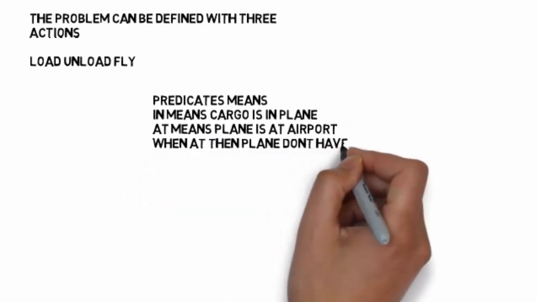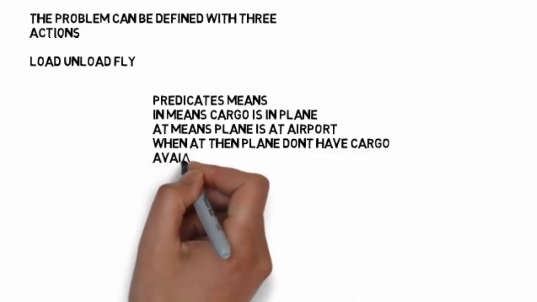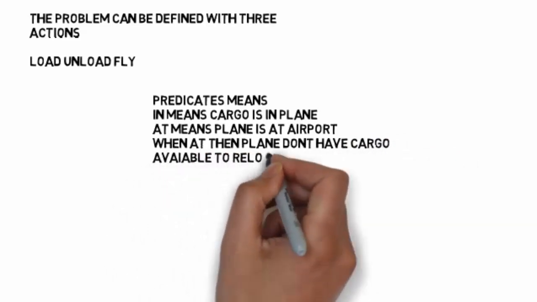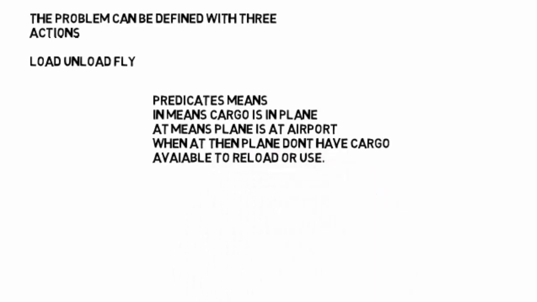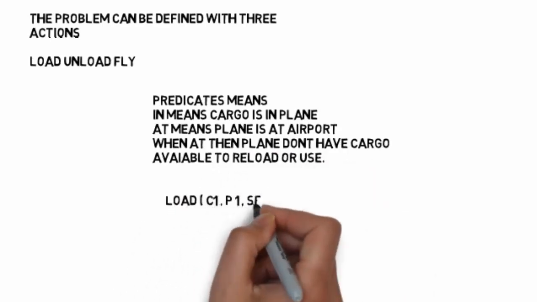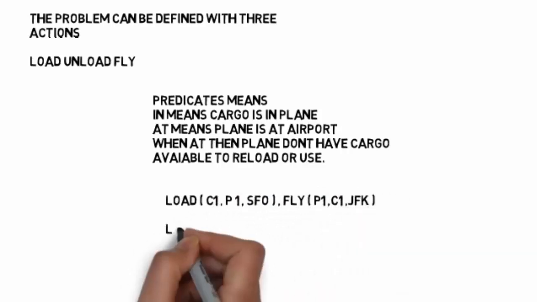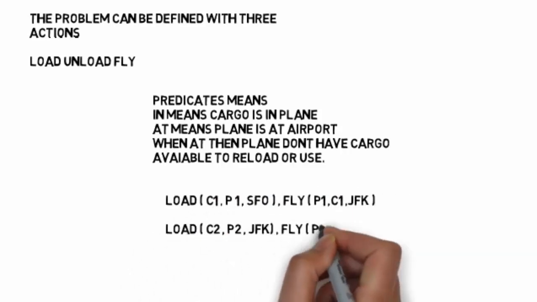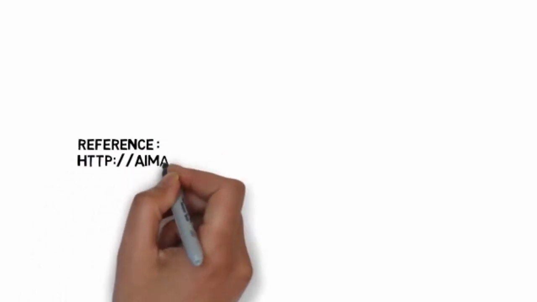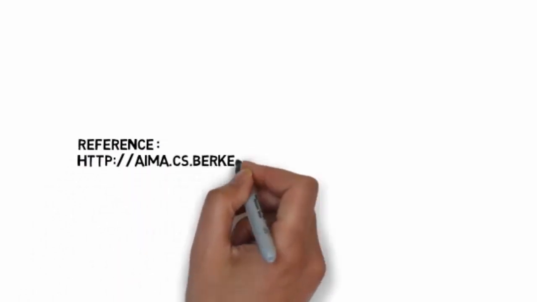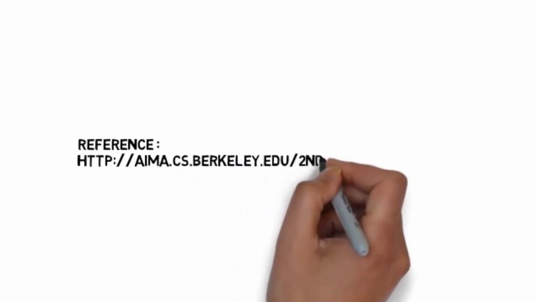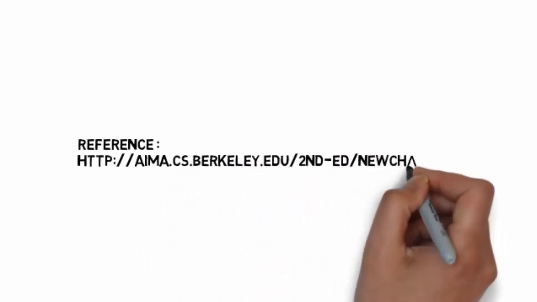The predicates: In means that the cargo is in the plane, At means that the plane is at the airport, and when it is At, then the plane doesn't have cargo. So if you are at an airport and you have already unloaded, it is available to reload, so that you can load, then you have flight and then you can unload, load again and fly. So based on the precondition, if it is satisfied or not, like if the cargo is not in the plane, then you can't unload it. If it is unloaded, then you can load it again, and if the cargo is in the plane and it is available at a specific airport, then you can fly to the other airport.